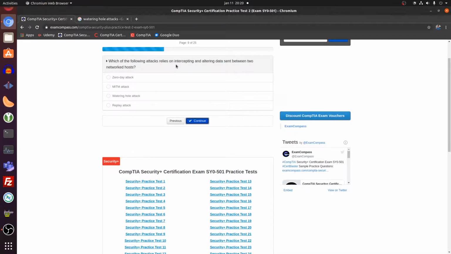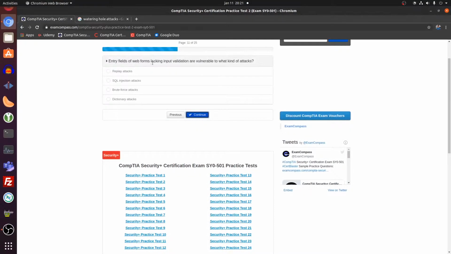Which of the following attacks rely on intercepting and altering data sent between two network hosts? Well, you're sitting between a client and a server, so you're in the middle. So a man in the middle attack. A type of exploit that relies on overwriting the content of memory. It's a buffer overflow.